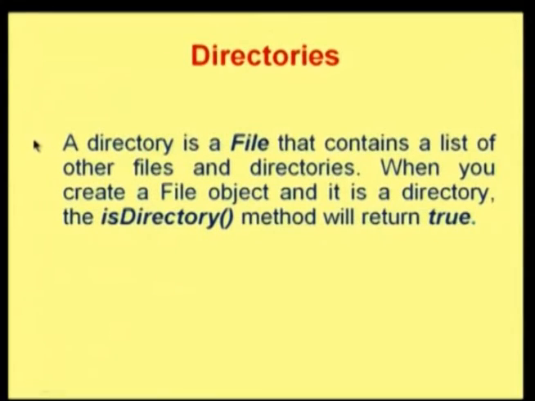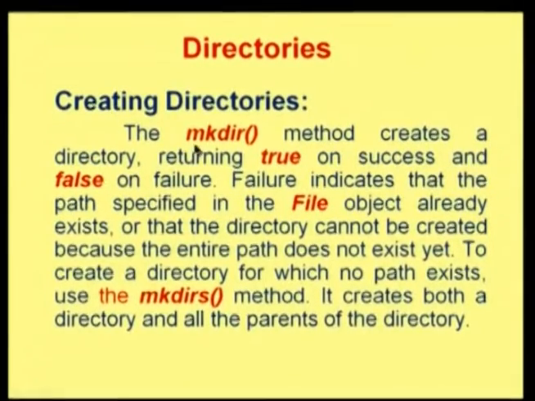A directory is a file that contains a list of other files and directories. When you create a file object and it is a directory, you can check whether the file is a file or directory using a method called isDirectory. Whenever the file that you have is a directory, this will return true. In order to create directories, we have mkdir, that is, making your directory. It creates a directory, returning true on success, and in case you are not able to create the directory for any cause, it will be false. Failure indicates that the path specified in the file object already exists.